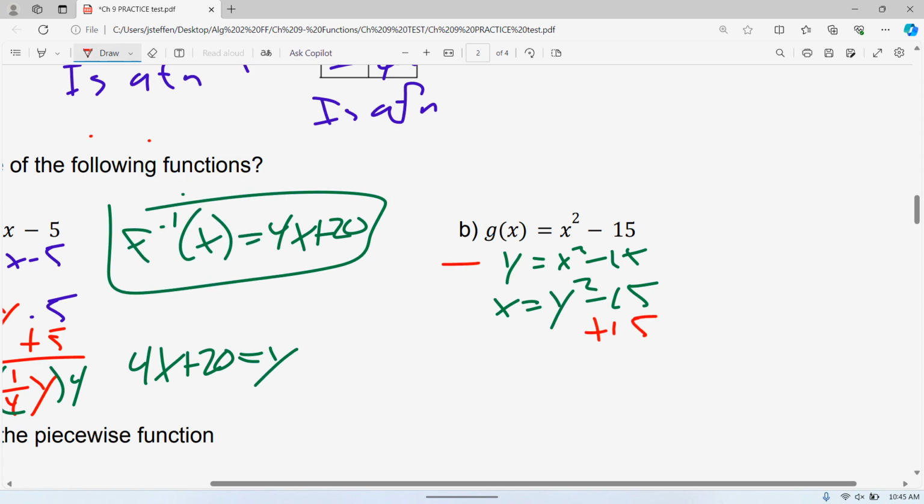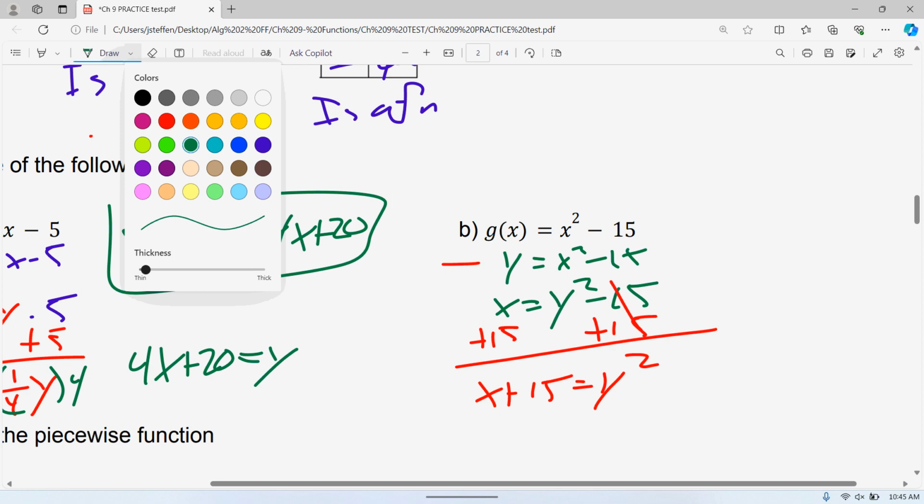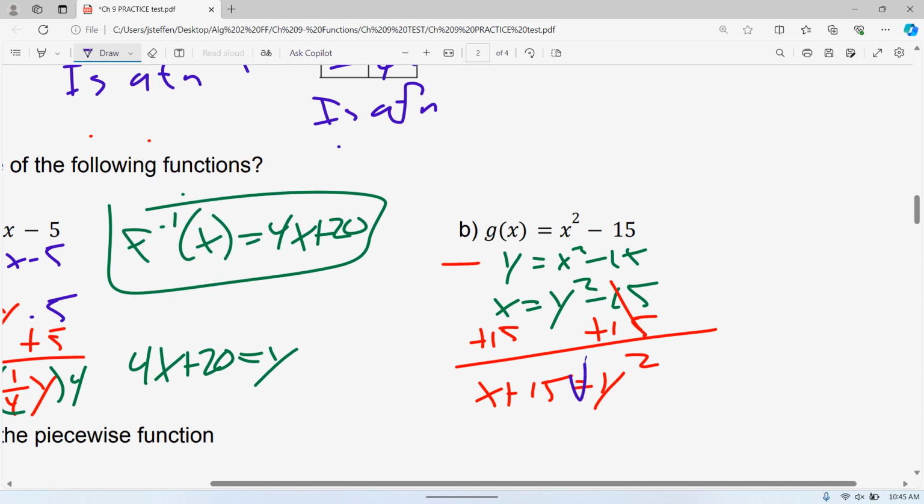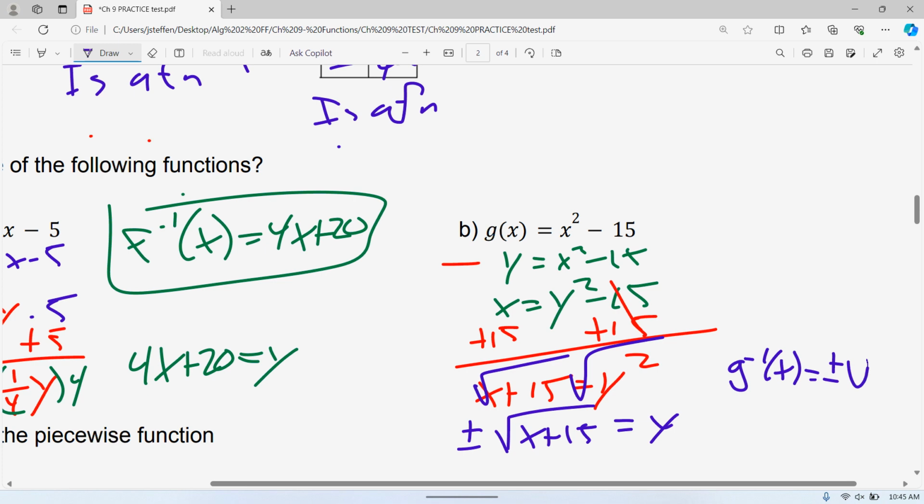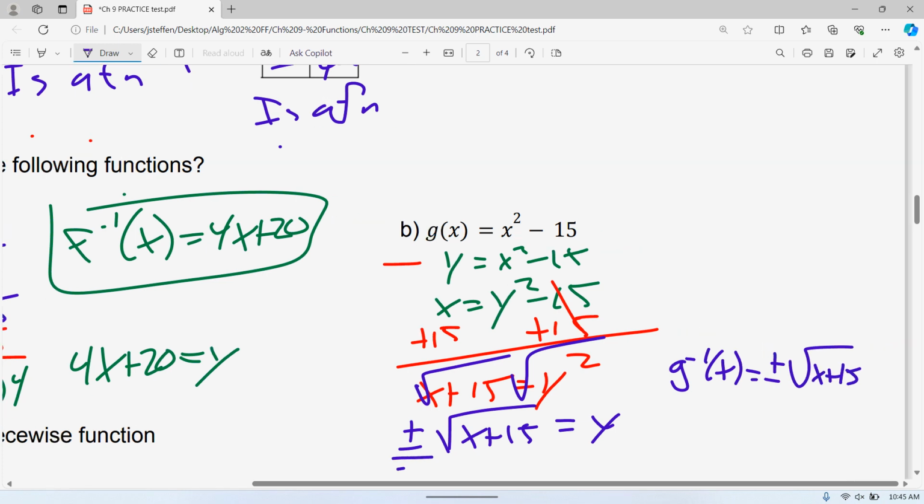So from here we add 15. X plus 15 is equal to y squared. To get rid of that squared, I have to take the square root. So I end up getting plus or minus the square root of x plus 15 is equal to y. Then that is the inverse of your g of x. So that is plus or minus the square root of x plus 15. Again, try not to forget that plus or minus. We do that because we canceled out that square.